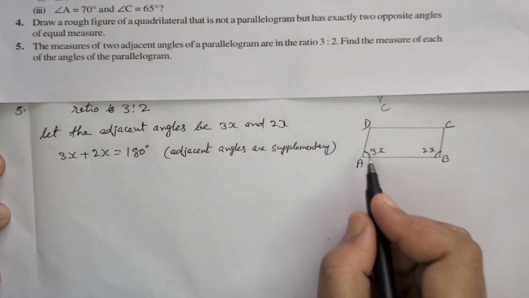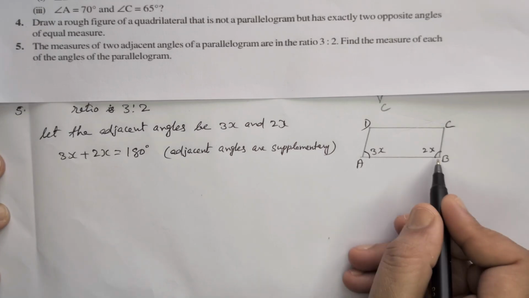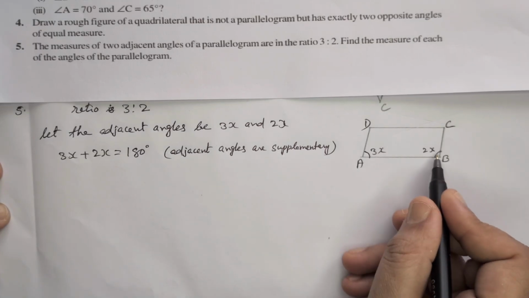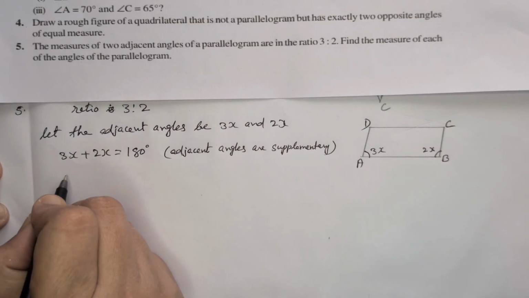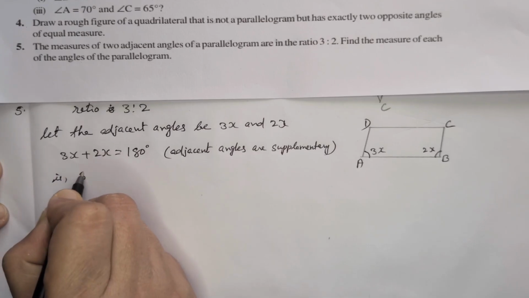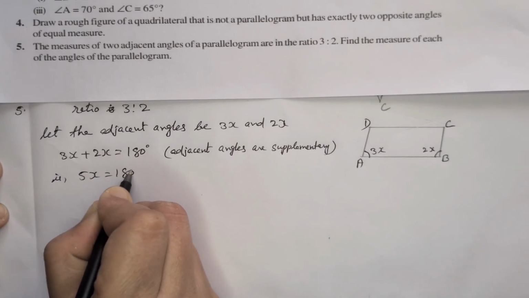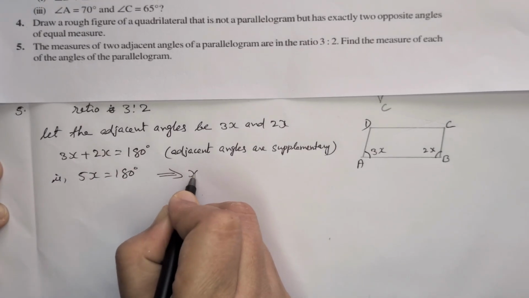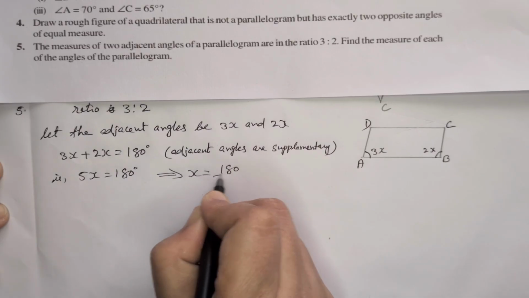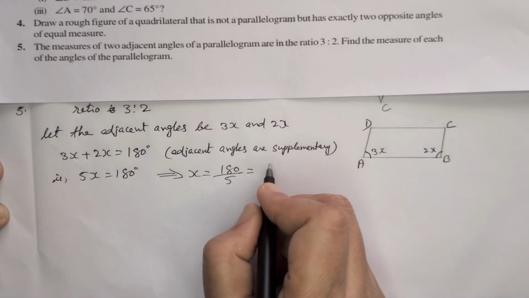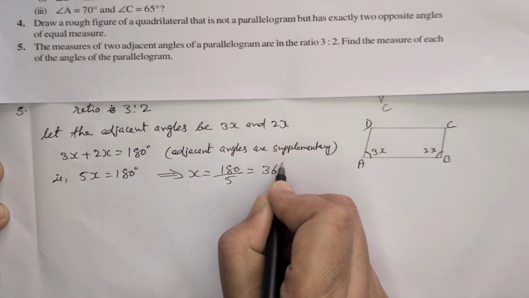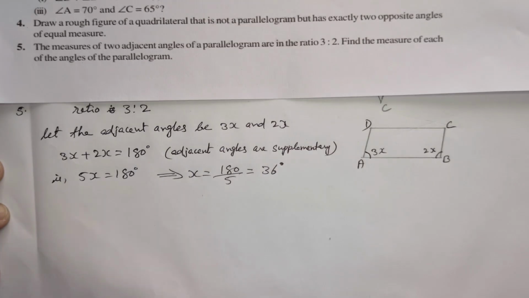So we can write, adjacent angles, angle A plus angle B. That means 3x plus 2x is equal to 180 degrees. That we can write as 5x is equal to 180 degrees, which implies x is equal to 180 divided by 5. We will get that as 36. x is equal to 36 degrees.